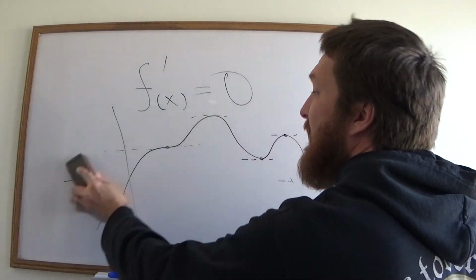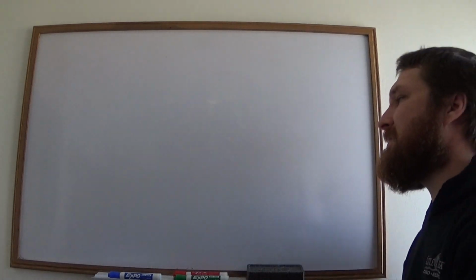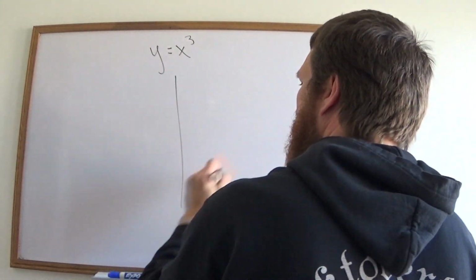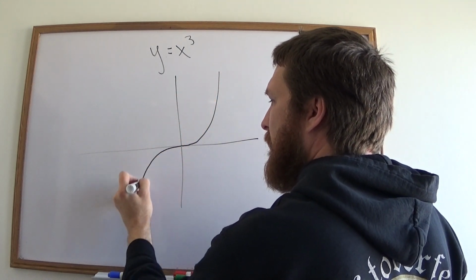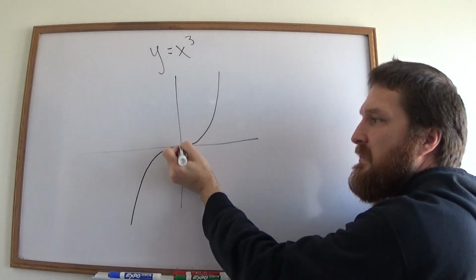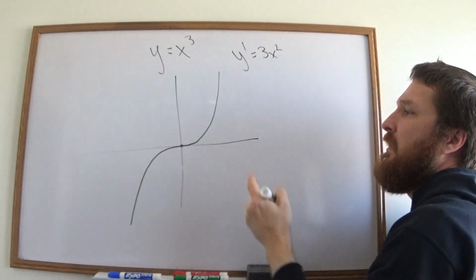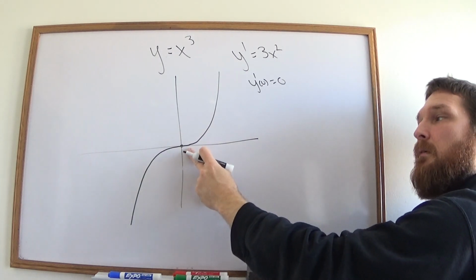So that is the crux of the issue: the derivative is 0, but it is a saddle point. It's called a saddle point because it looks like a saddle. Let's look at y equals x cubed. Concave up, concave down. Its derivative, y prime, is 3x squared, and y prime of 0 is 0. So that's an extremum.